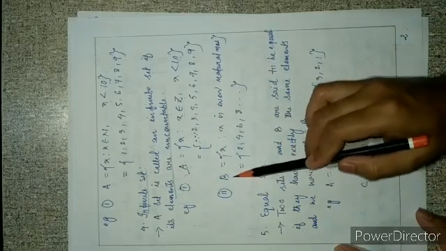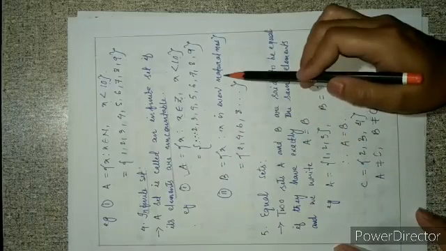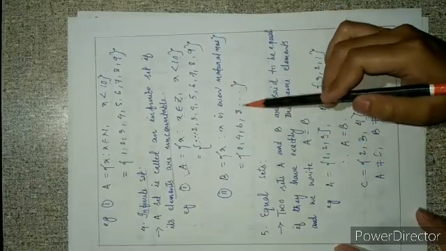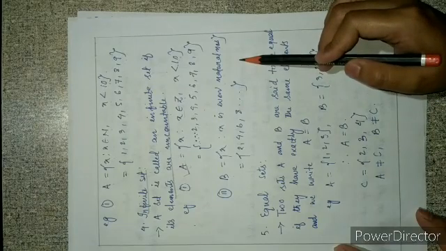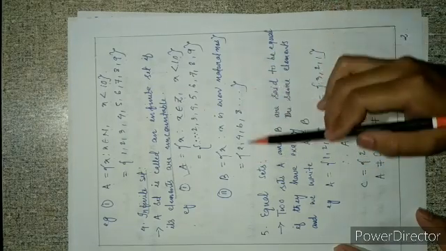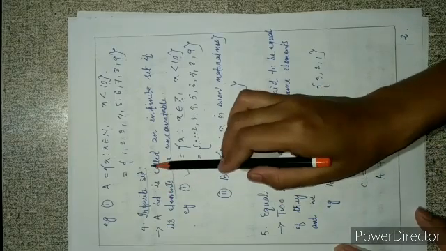Then number B. X is an even natural number. The elements of this set are 2, 4, 6, 8, 10, 12, 14 and 16, and so on. These elements are uncountable and so set B is an example of infinite set.